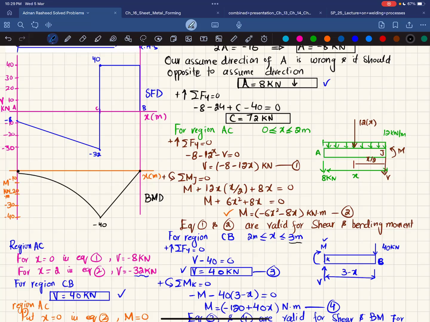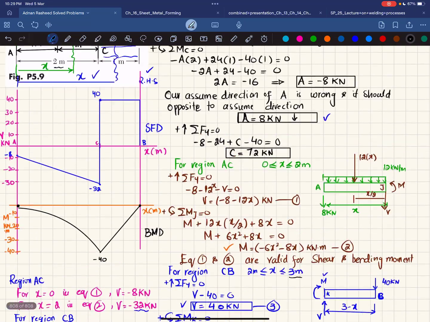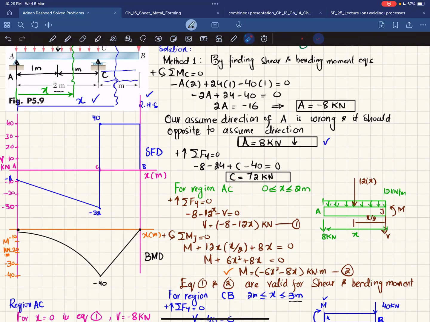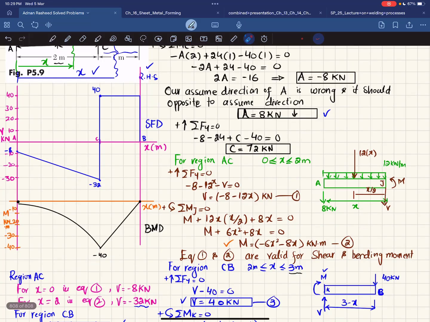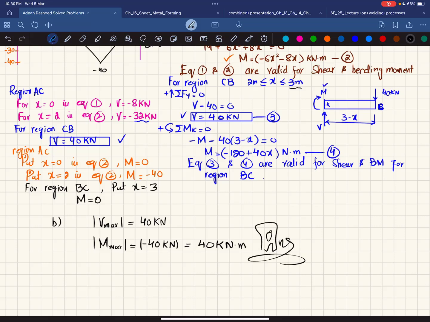Now this was our first part. In the second part, we have to find the maximum absolute value of shear and bending moment. From the shear force diagram, you can see the maximum value is 40, and for the bending moment diagram, it is also 40. So in part B, the maximum absolute value of shear is 40 kilonewton, and the maximum absolute value of bending moment is minus 40, and we will take the mod because we need the maximum value. So it will be 40 kilonewton meter, which is the answer of this question.